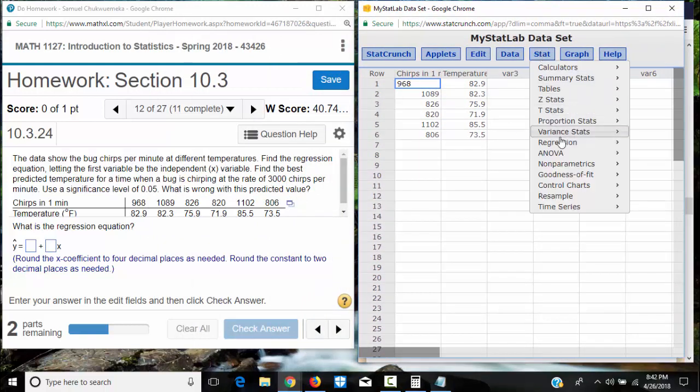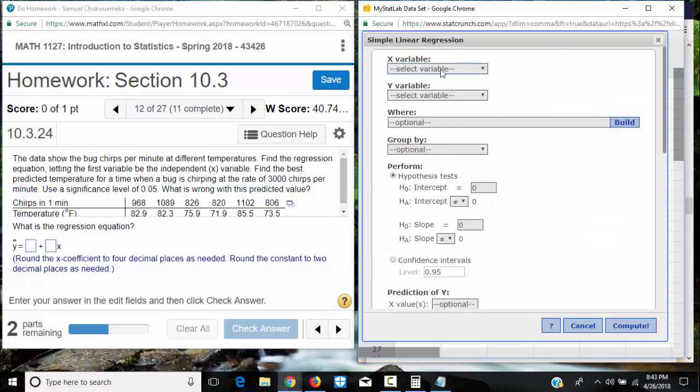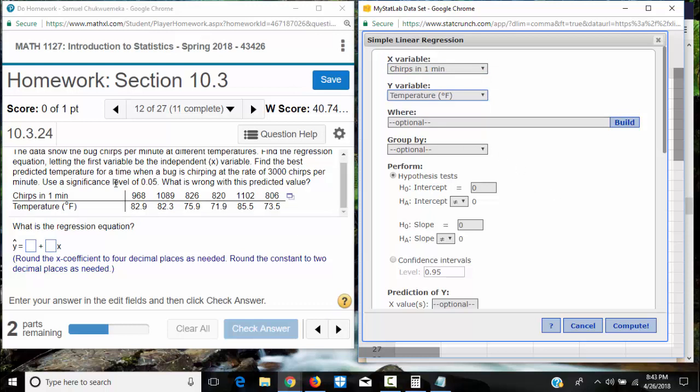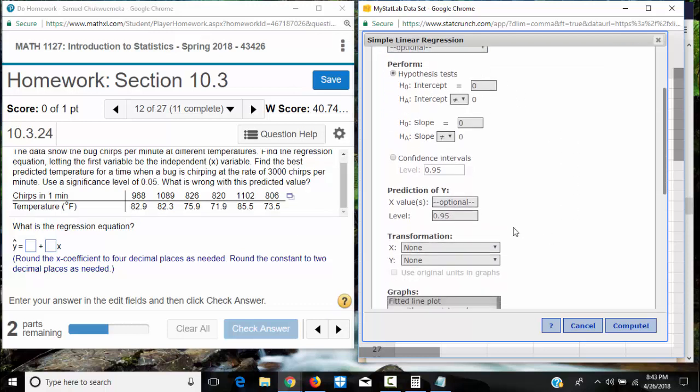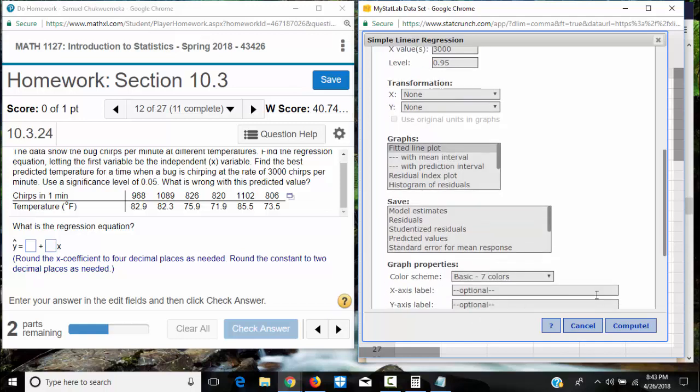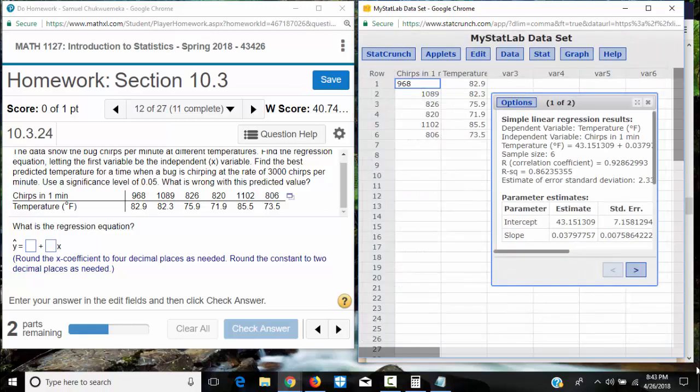We go to Stat, Regression, Simple Linear. Our X variable is chirps in 1 minute. Y variable is the temperature. And they asked us to predict the Y when X is 3,000. This is at 5% significance level, which is the same thing as 95% confidence level. So you leave it like this. And you click compute.